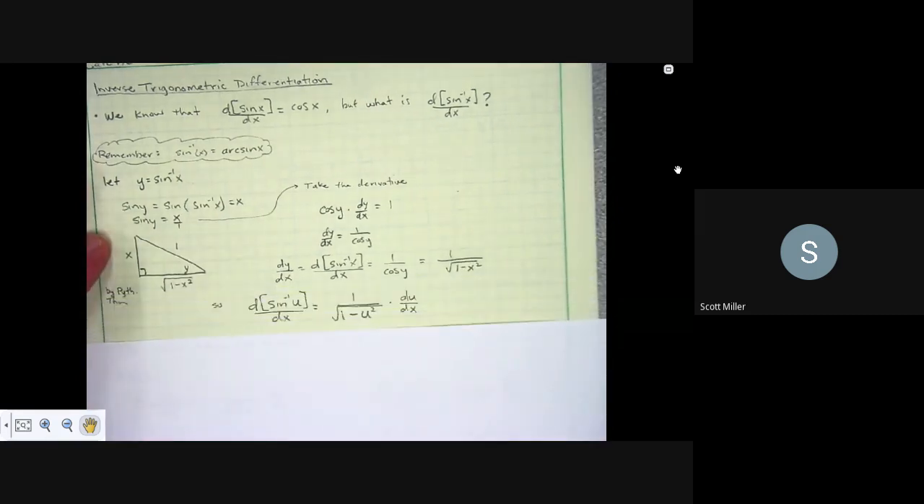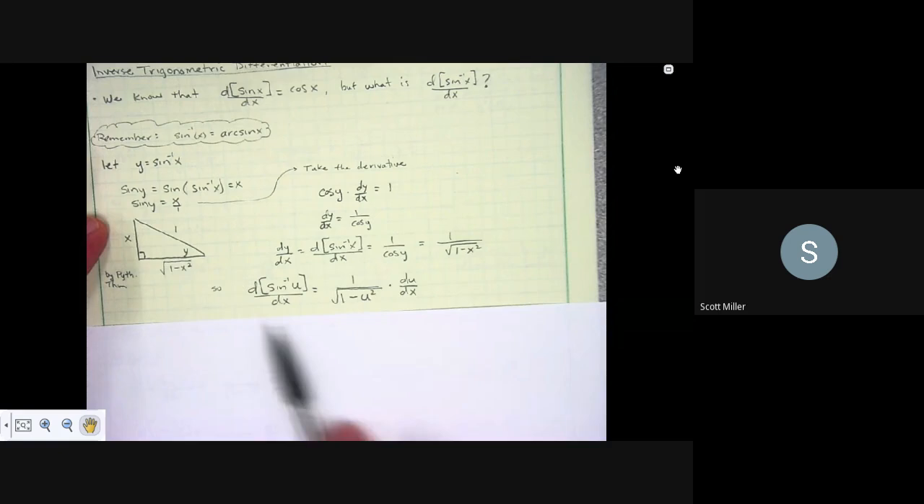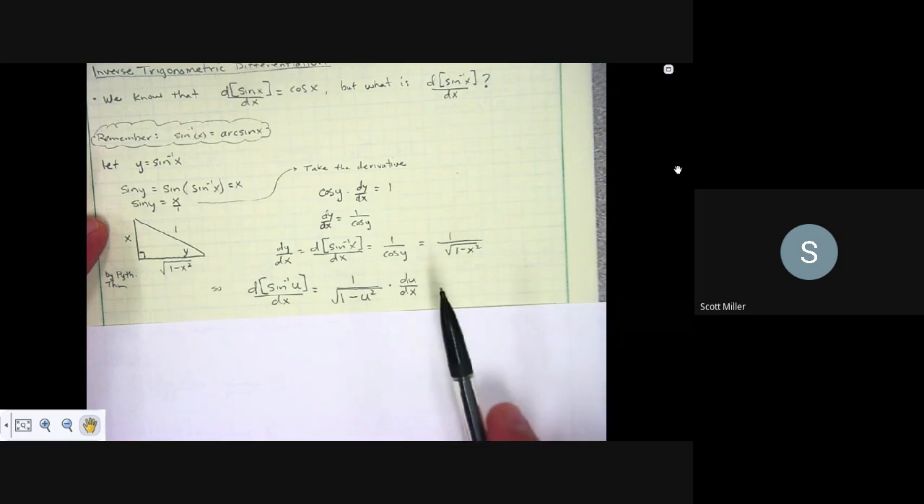And so that can then generate our generic rule that you're going to need to know, the chain rule portion of it. This is the rule you want to memorize for the chain rule action. So that's where they come from, and you can do the same argument for all the other inverse trig functions. Now I'm going to show you the rules.